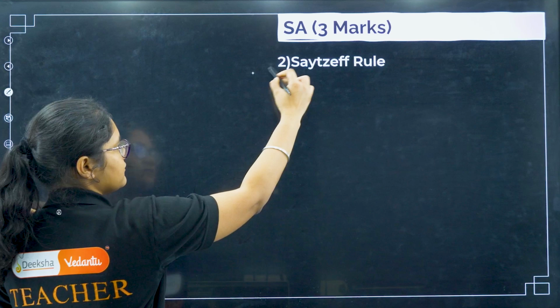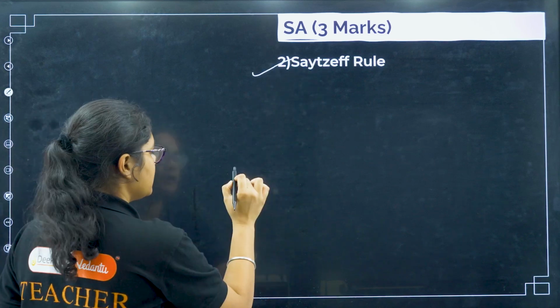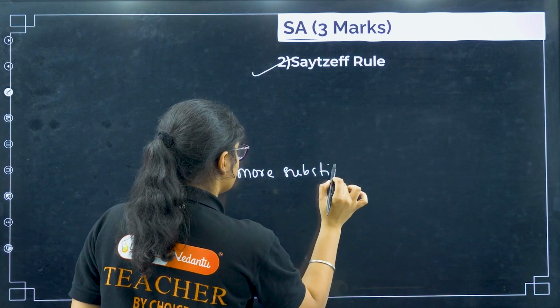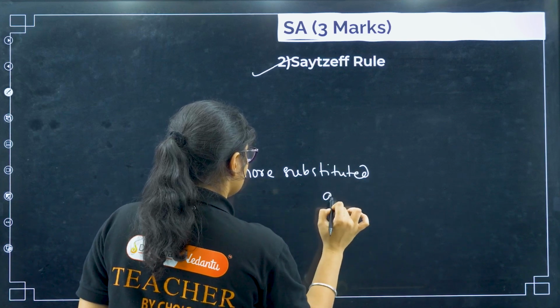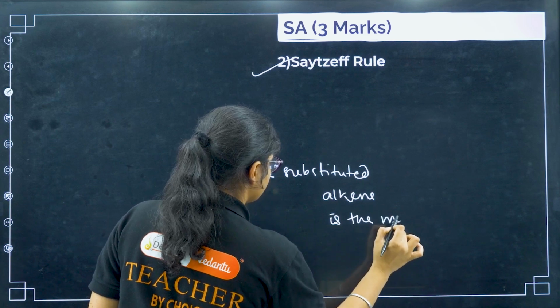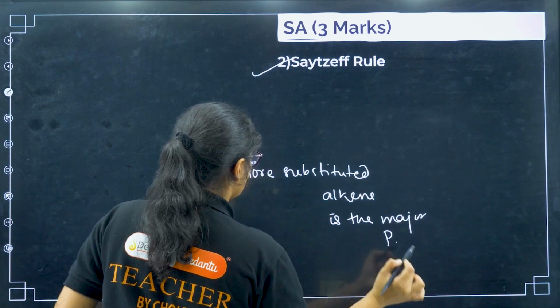Then what is Saytzeff rule? The major alkene product is formed, right? The more substituted alkene product will be forming. The more substituted alkene is the major product. Okay.